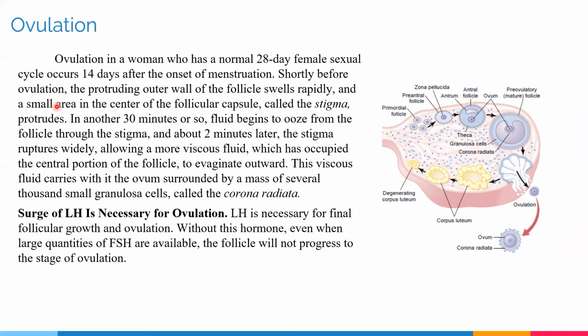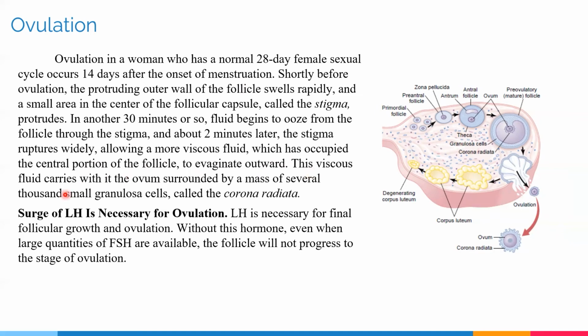Shortly before ovulation, the protruding outer wall of the follicle swells rapidly, and the small area in the center of the follicular capsule, called the stigma, protrudes. In another 30 minutes or so, fluid begins to ooze from the follicle through the stigma, and about 2 minutes later, the stigma ruptures wide, allowing a more viscous fluid which has occupied the central portion of the follicle to evaginate outward.